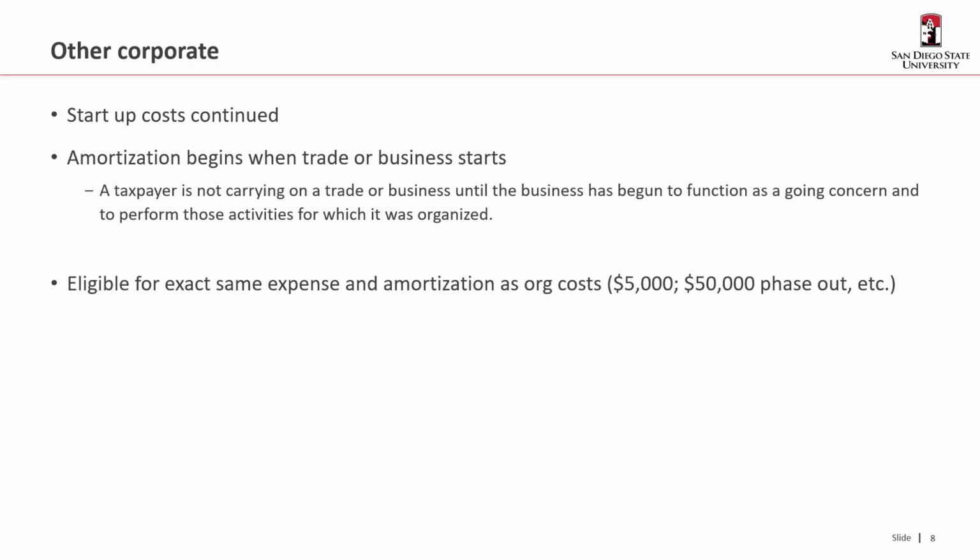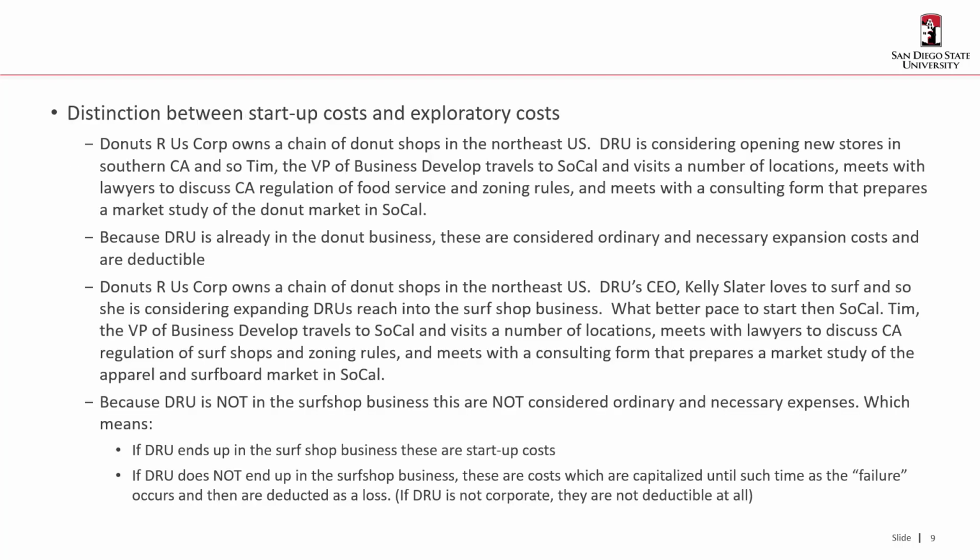And the rules are exactly the same for startup costs as they were for org costs. You can deduct immediately up to $5,000. There's a $50,000 phase out, et cetera, et cetera. These are not lumped together. These classifications of costs are viewed separately. So you could be deducting $5,000 for your org costs and also $5,000 for your startup costs. You don't aggregate them together to perform the tests.